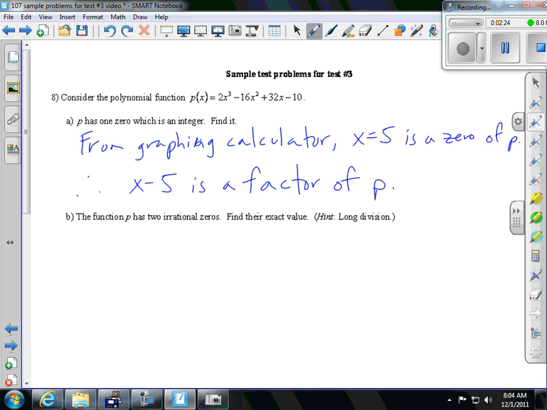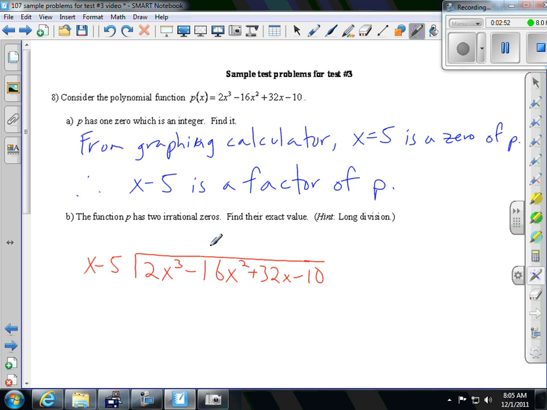Part B: the function p has 2 irrational zeros. Find their exact value. And the hint is long division. So here's what we're going to do. We are going to take x minus 5 and divide it into the original. Now I already know it's going to go in evenly. That is to say there will be a 0 remainder when we're done. But what I'm interested in is what ends up here, because it's going to be some quadratic. Whatever it is at the end, I'll be able to find its zeros using the quadratic formula.